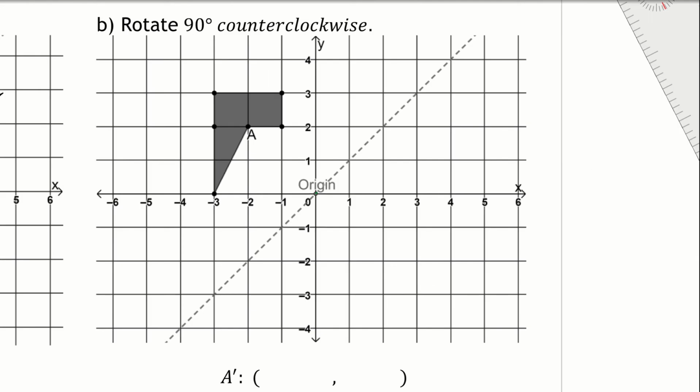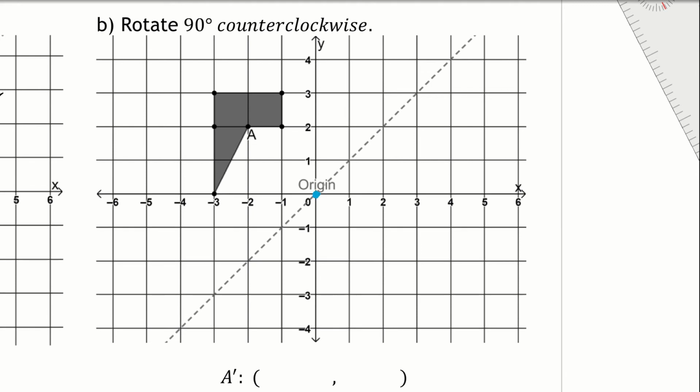For part B, we're asked to rotate this shape 90 degrees counterclockwise. I did not specify the center of rotation, and because of that, there are a lot of answers that I accepted as correct, as long as I saw a counterclockwise 90-degree rotation and it was clear to me what your center of rotation was. My intent was that you were going to rotate around the origin. So let me put a small dot here at the origin.